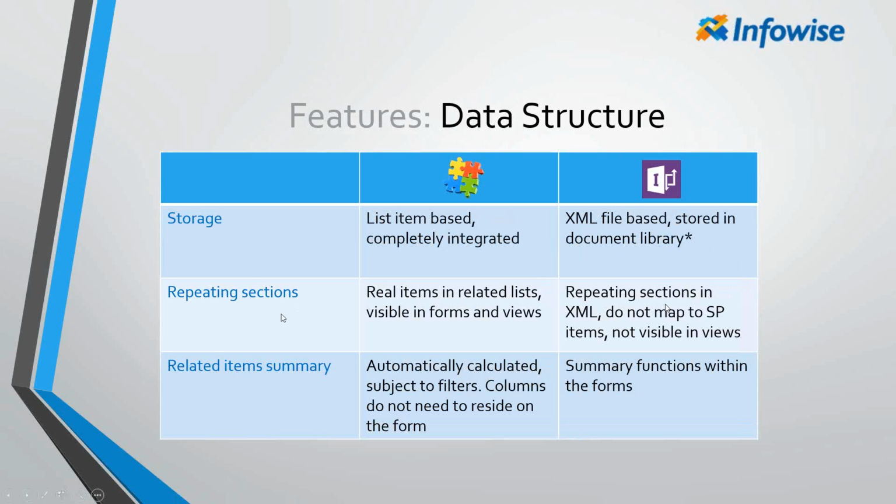Once we have these repeating items and sections, we want to summarize them. So in InfoPath, we can have summary functions within the forms themselves. For instance, total of all the lines within an invoice. In our case, these are automatically calculated subject to filters, and they do not need to be on the form. So you can change an item that is a related item to something, and it will be recalculated for the parent item without you having to open the form for the related item.